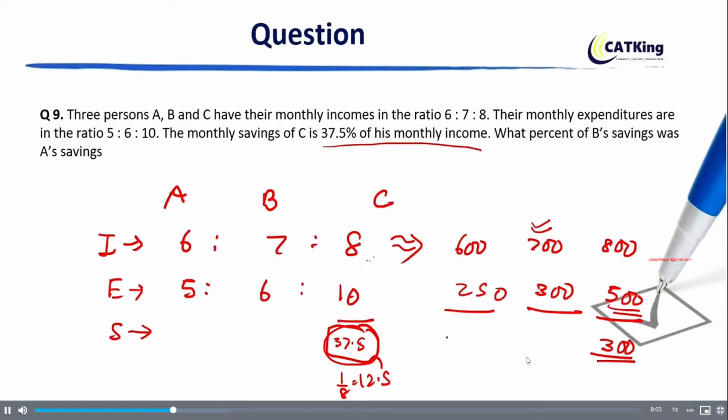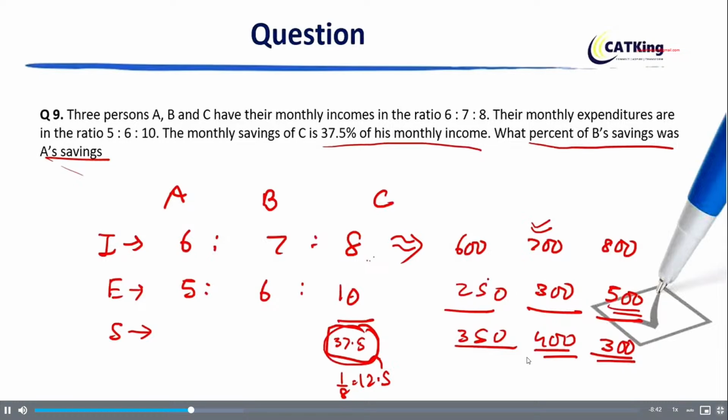If I know the income, I know the expenditures. What I have to calculate next is the savings part of it, right? So what will be the savings, guys? Simply subtracting this 350 and 400. Okay, nice. What are they asking me to do? What percent of B's savings was A's savings? That is what they are asking.